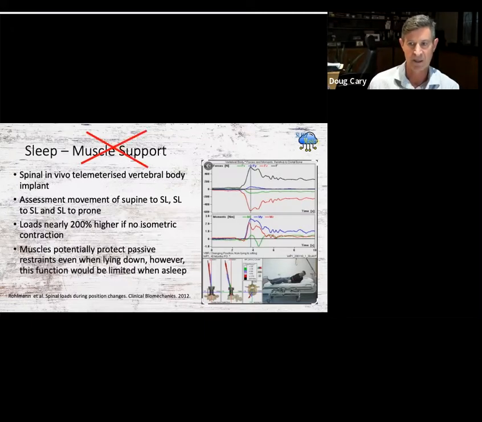So unfortunately, when we're asleep, given that only our eyeballs, diaphragm, and heart are the only muscles that are pretty much working when we are sleeping, we don't have a muscle support system to give us that protection that we would normally have if we were awake.